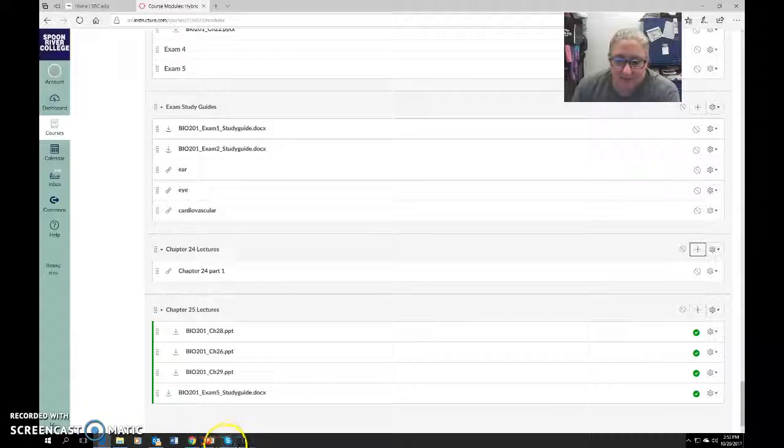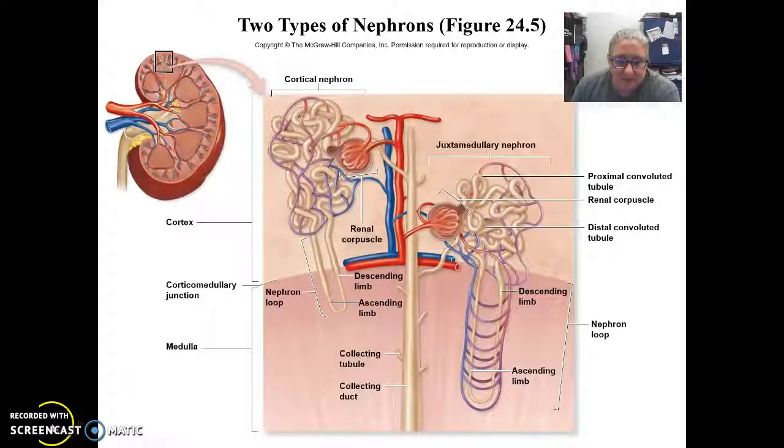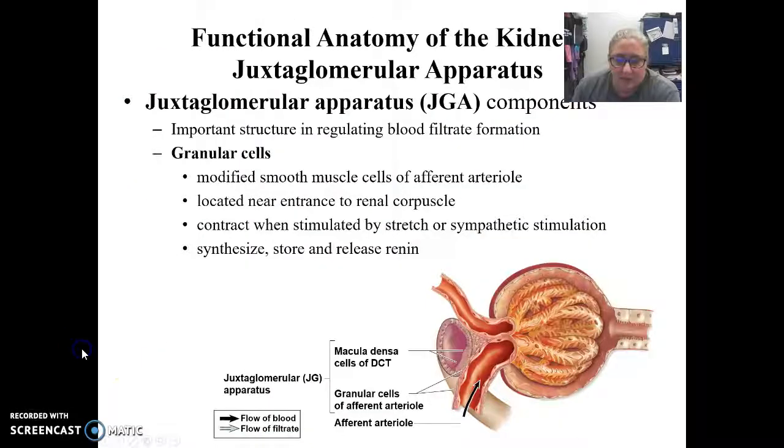I always do this. I'm going to stop the video now, and we'll start talking about the juxtaglomerular apparatus in our next video, okay?